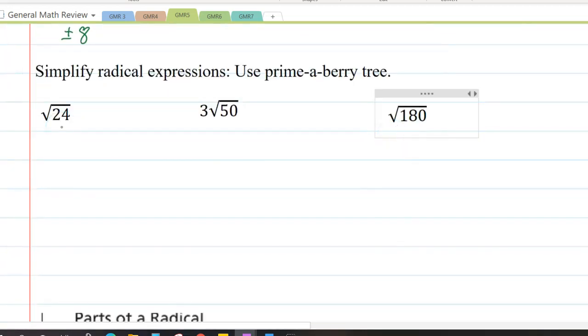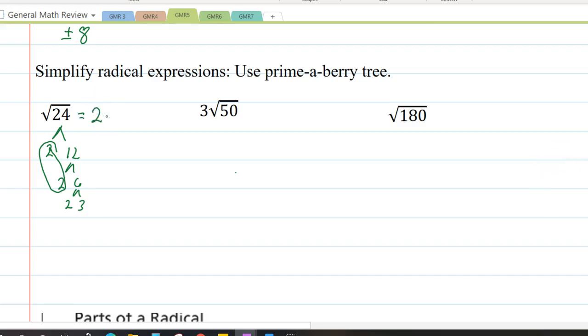What if they're not perfect squares? Then you need to simplify. Use the prime tree. So you've already seen me break the numbers up, so keep doing that. I know 24 can be broken up into multiple things. I'm going to start easy. 2 and 12. 12 breaks into 2 and 6. 6 breaks into 2 times 3. Now since it's a square root, that means I need 2 of the same number to come out. I always circle my pairs. I have a pair of 2's that come out.